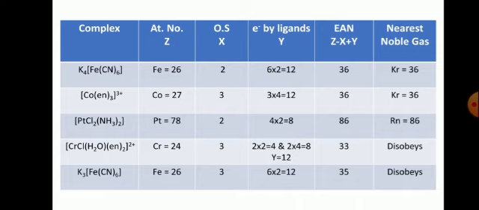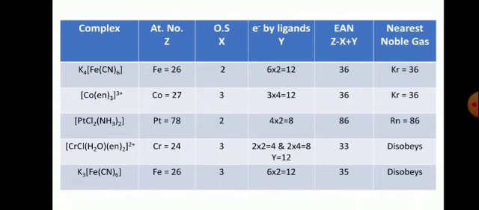The next is a heteroleptic complex, where you have two different types of ligand: platinum, 2 chlorine and 2 ammonia, and there is no charge on the complex. That suggests platinum is plus 2. The atomic number of platinum is 78, and as there are a total of 4 monodentate ligands, each one is going to donate 2 electrons, so the electrons donated by ligands is 8. So 78 minus 2 plus 8 comes out to be 86, which is equal to radon, again the nearest noble gas. So again this is obeying the EAN theory.